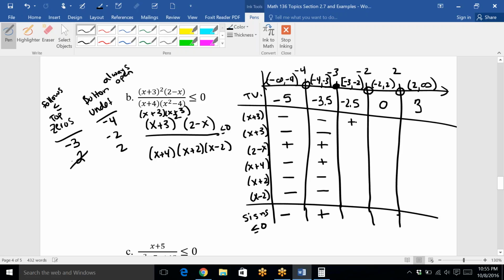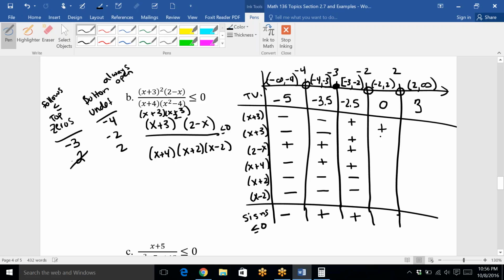-2.5 plus 3 is positive. Happens again for the second x plus 3. 2 minus a -2.5 changes to 2 plus 2.5, so that would be positive. -2.5 plus 4 is positive. -2.5 plus 2 would be -0.5. -2.5 minus 2 more is negative. We have an even amount of negatives, so that's also going to come out positive.